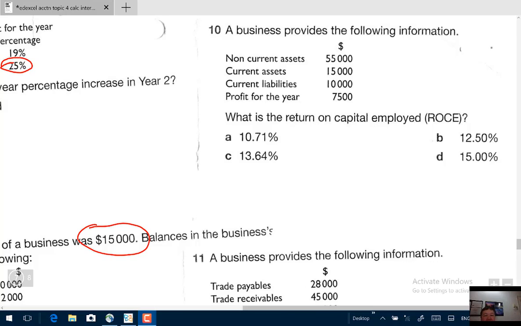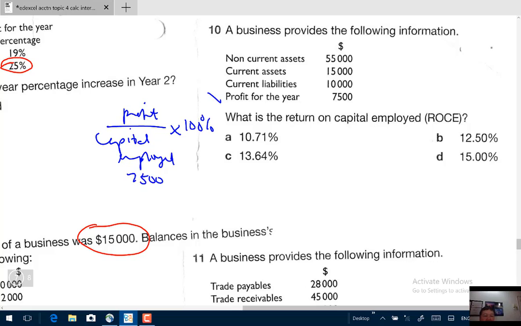This is quite easy. Return on capital employed is simply profit for the year over capital employed times 100%. Here we are told that the profit for the year is 7,500. Now the capital employed, we have to be careful. Capital employed, in this case, there is no non-current liability. So to find the capital employed, we use this famous equation.